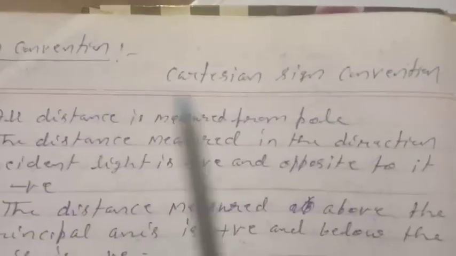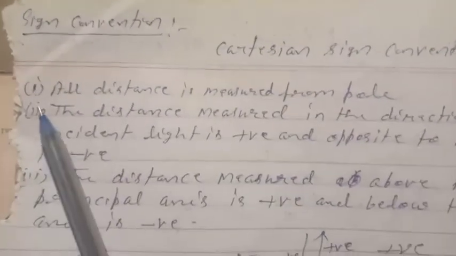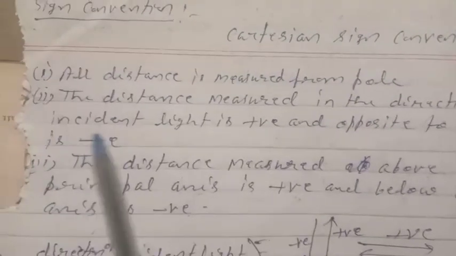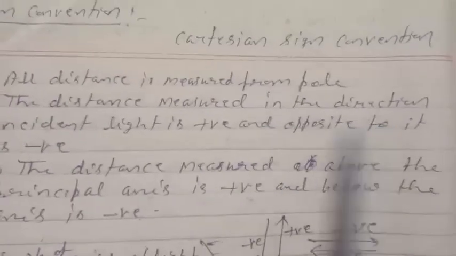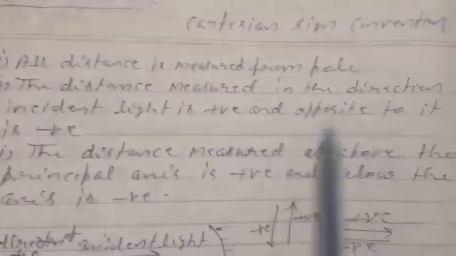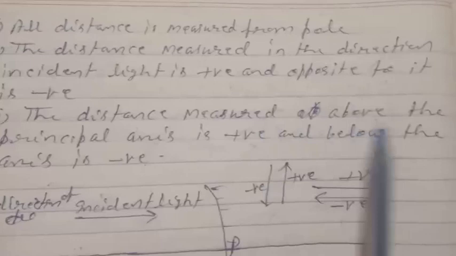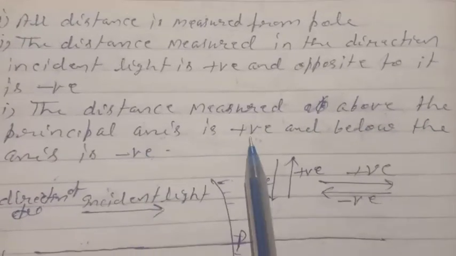Sign convention, Cartesian sign convention. All distances are measured from the pole. The distance measured in the direction of incident light is positive and opposite to it is negative. The distance measured above the principal axis is positive and below the principal axis is negative. Here you see the situation.